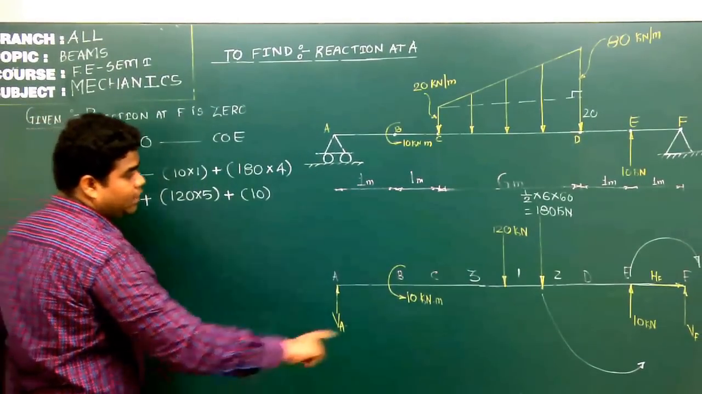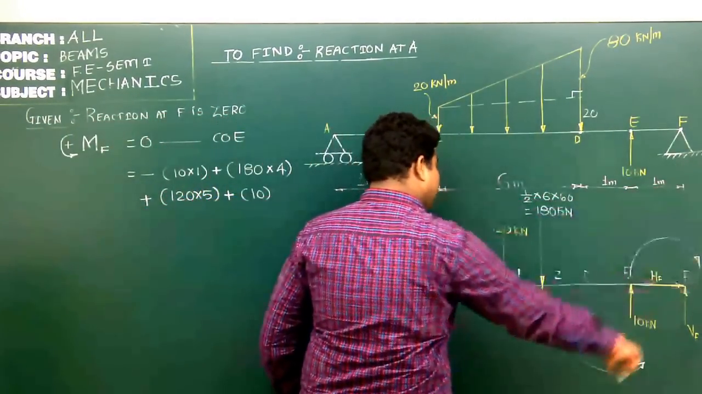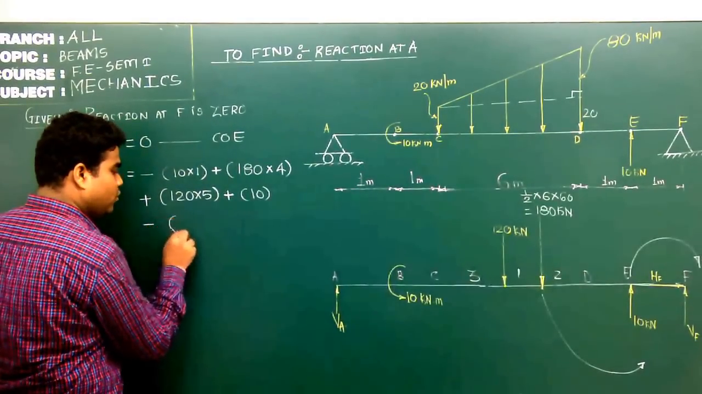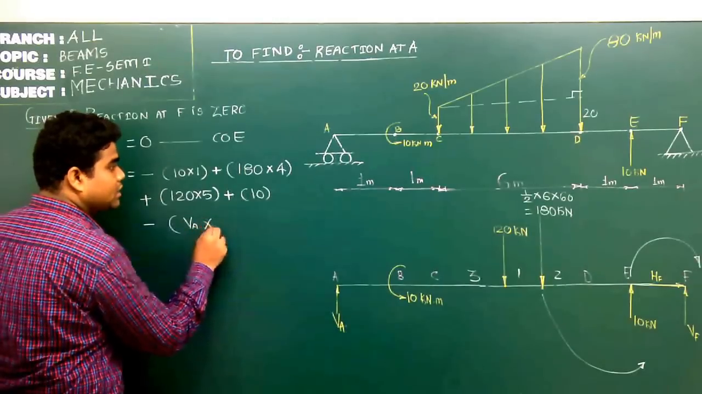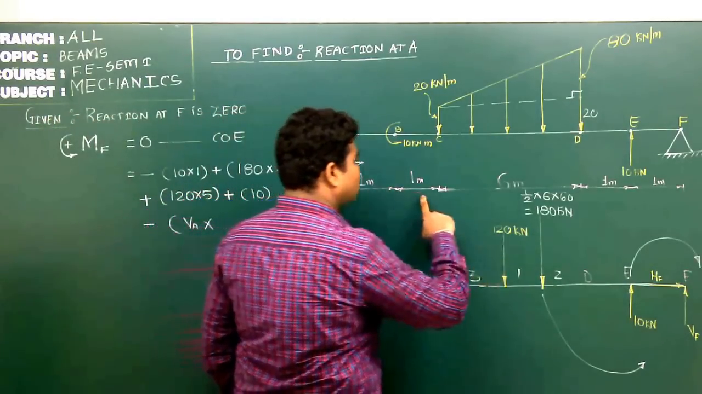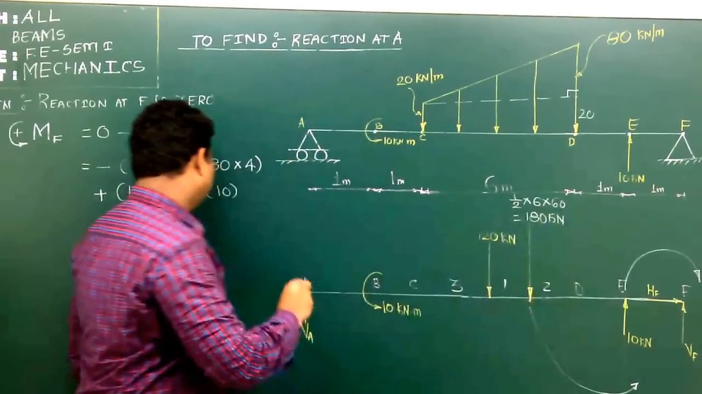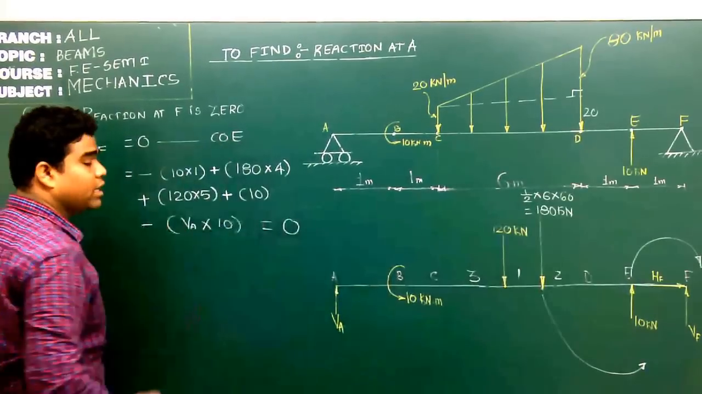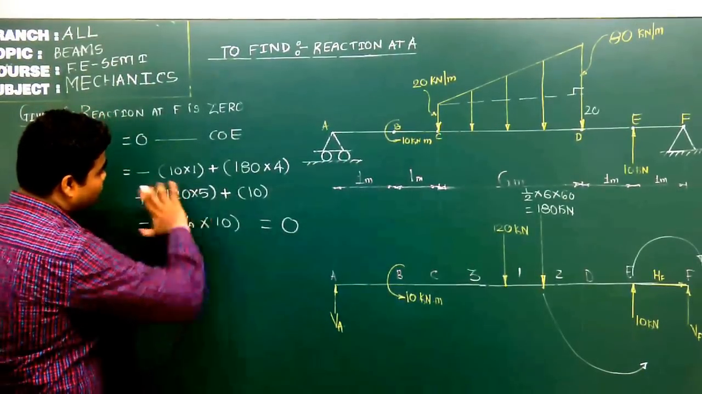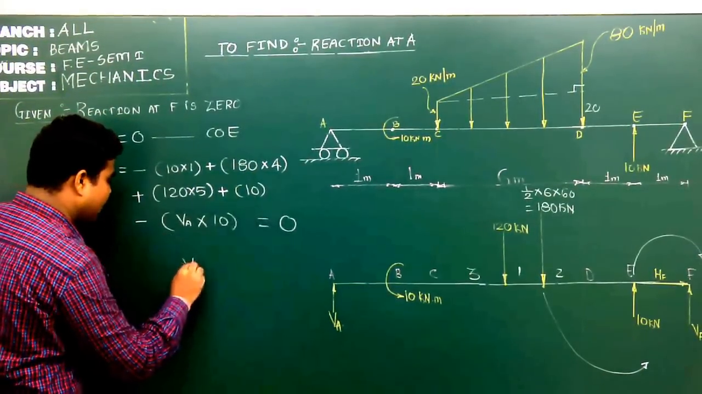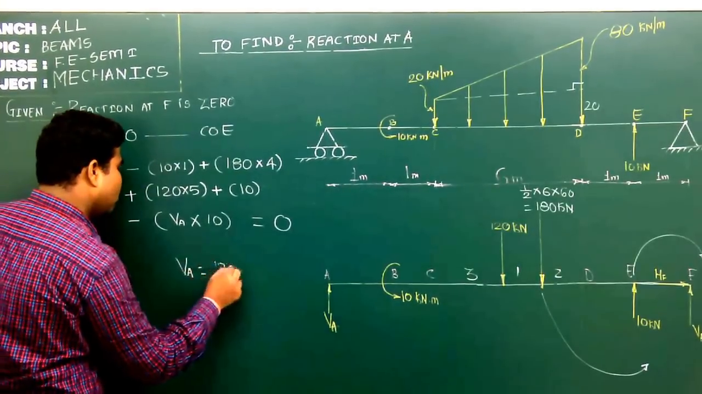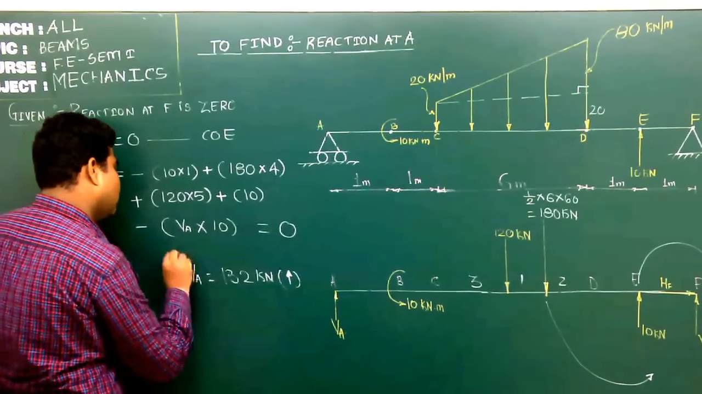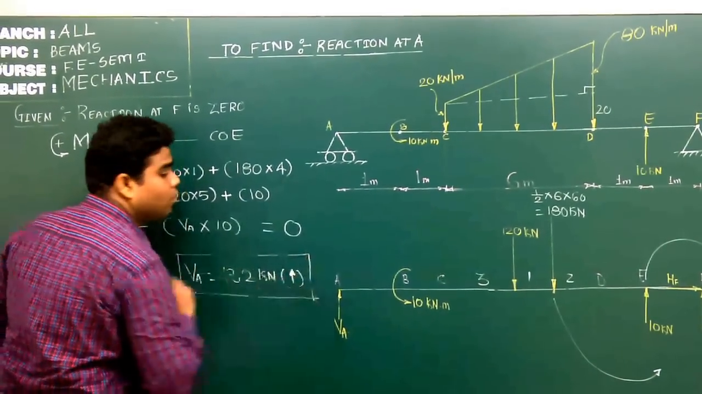With respect to F, this force generates a clockwise sense, so we consider clockwise as minus. Force is VA and the distance from A to F is 1 plus 1, 2, plus 6, 8, plus 2, that is 10, equal to 0. We are trying to satisfy the conditions of equilibrium. So when we solve this on a calculator, you will get the answer of VA as 132 kilonewton. Direction is upwards.